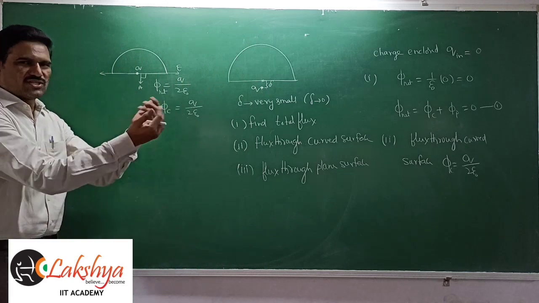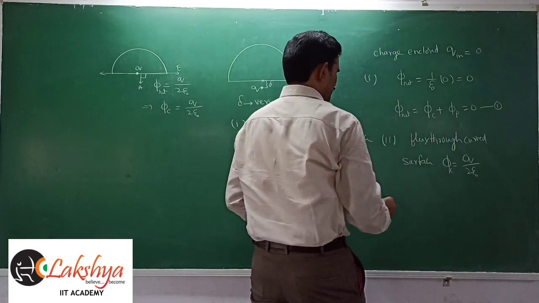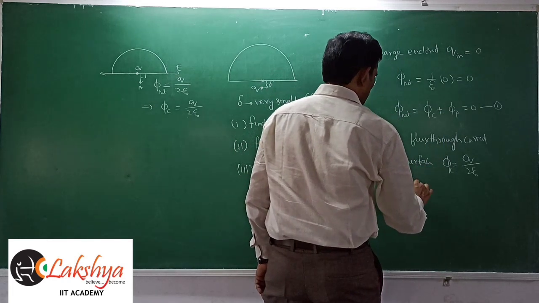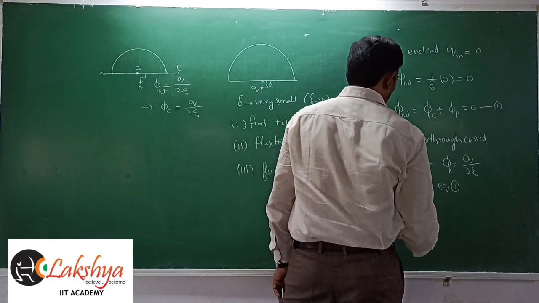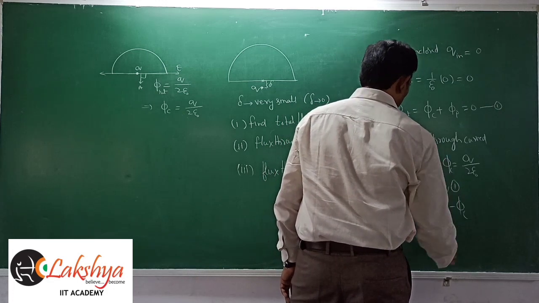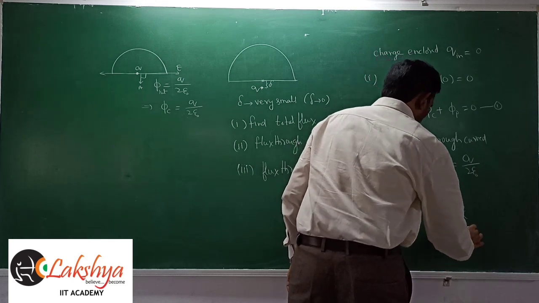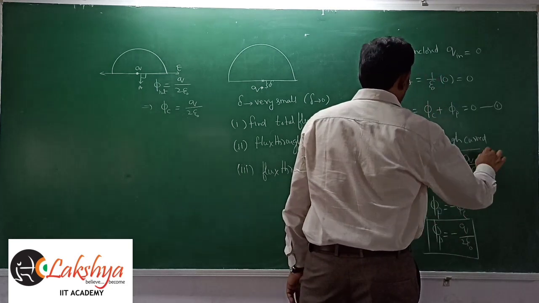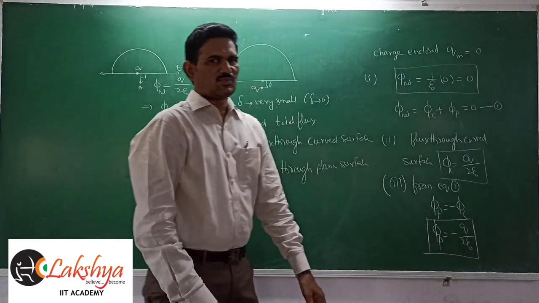Now let us substitute this value in this equation. We need to find the flux through the plane surface. From equation 1, the flux through the plane surface is equal to the negative of the flux through the curved surface. Therefore, the flux through the plane surface will be equal to minus q by 2 epsilon naught. So this is the flux through the plane surface, this is the flux through the curved surface, and this is the net flux through the total hemisphere.